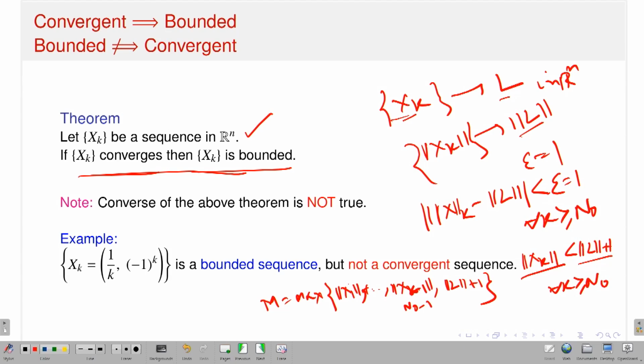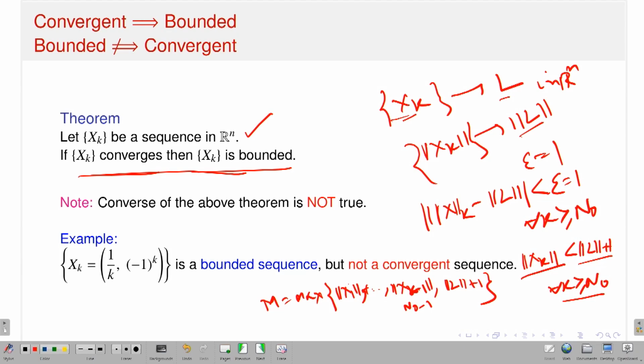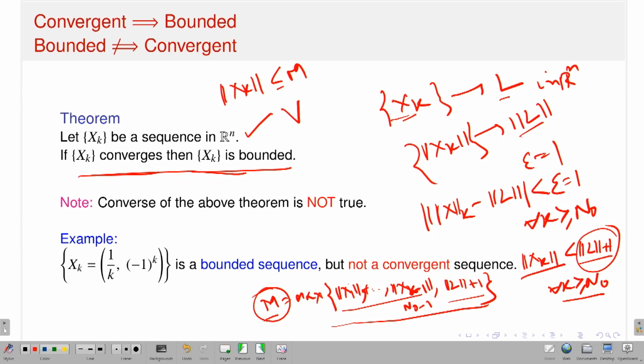So what is remaining is norm of x1, norm of x2, up to norm of x n naught minus 1. For k greater or equal to n naught, norm of x n naught, norm of x n naught plus 1, norm of x n naught plus 2, all are bounded by norm of L plus 1. If I take the maximum of norm of x1 up to norm of x n naught minus 1 and norm of L plus 1, this is a finite number, so the number m exists. Therefore, with that m, norm of xk is less than or equal to m, and this is true for all k in N.